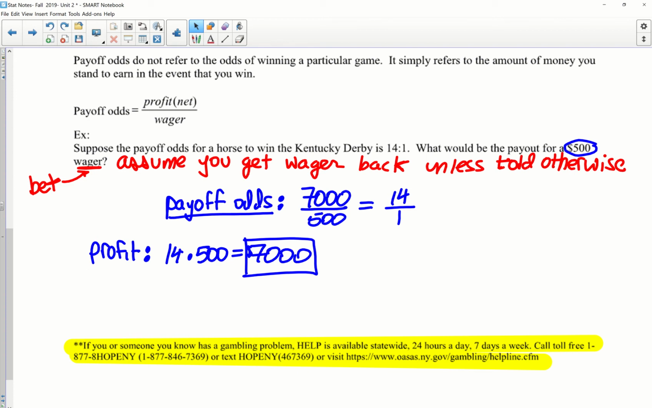All right. So you just have to understand that it could be a case where you have to subtract off the initial bet, but not necessarily the case in all situations. Lotteries, sometimes they don't give you your wager back, or at least in the way that you would expect.